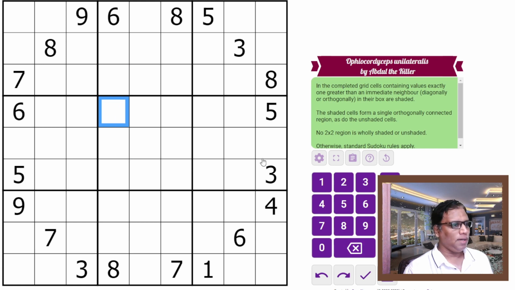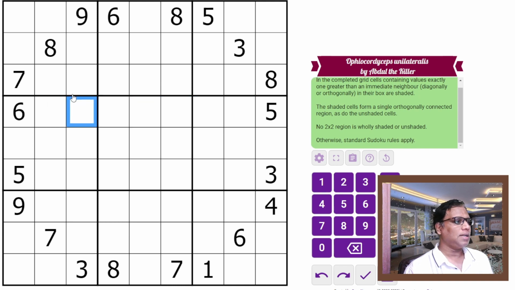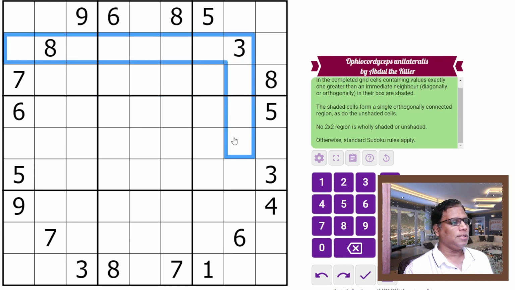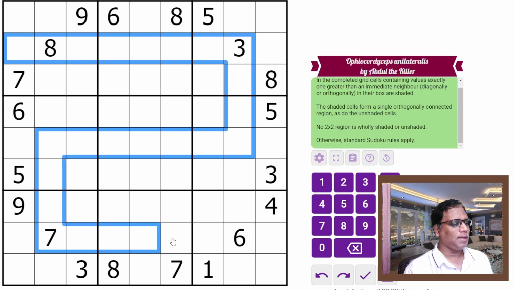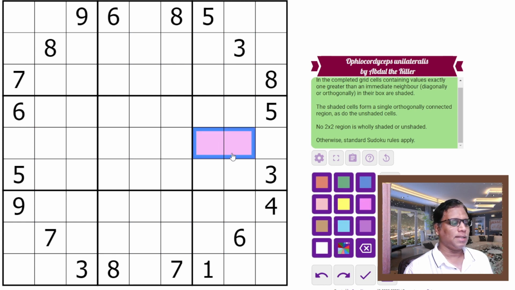And then we have to shade and unshade the regions such that it will form the Yin Yang rule. The Yin Yang rule is that the shaded cells form a single orthogonally connected region, as do the unshaded cells. Whatever the shaded cells are, they should form an orthogonally connected region. Orthogonally connected means those cells should share an edge. This is not an orthogonally connected region, because the cells are not connected by an edge, they are only connected by a point.